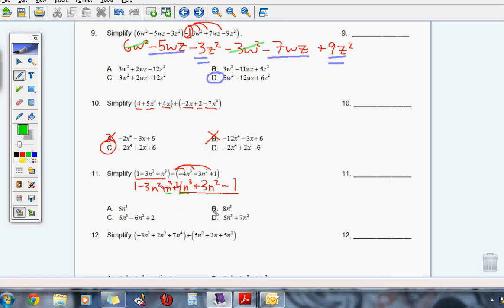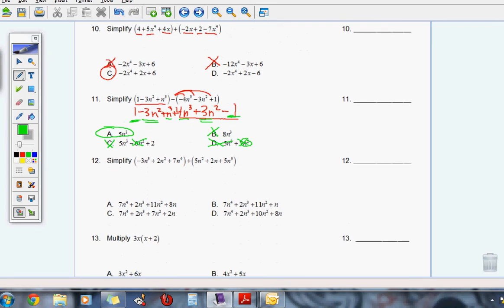You have an n cubed and a 4n cubed. That's 5n cubed. Choice B is gone. Negative 3n squared, positive 3n squared. Those cancel out. So what we notice is D has n squareds in it right here. So that's not right. This one also has n squareds in it. That's not right. So A must be the right answer. And if you look, we had a 1 and a negative 1. Those actually cancel as well. So we only have, after we simplify, 5n cubed on that problem.